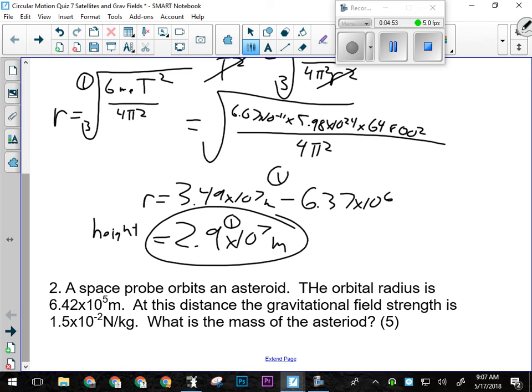That's as involved as a satellite motion problem could possibly get. It contained every single trick. You had to convert the period. You had to use the substituted formula. You had to account for the fact that it wanted the altitude and not the radius. It had every single thing that could possibly not go your way in that question. All right, any questions on number 1?